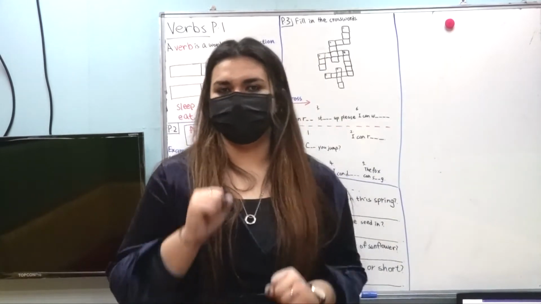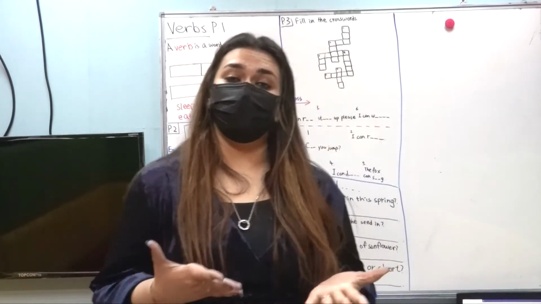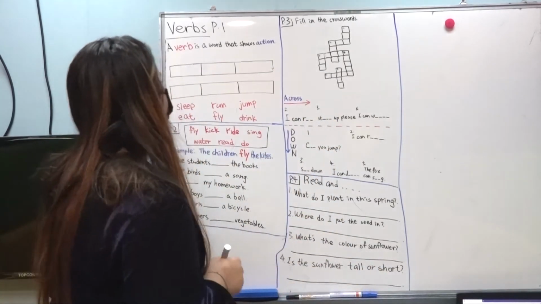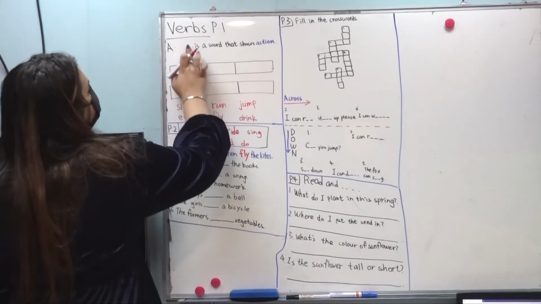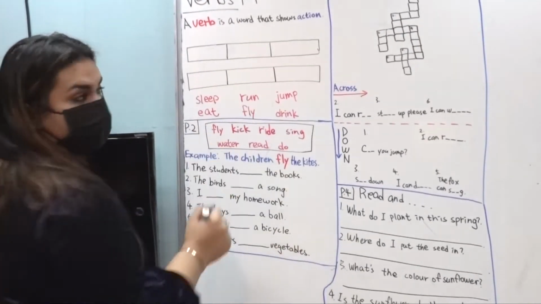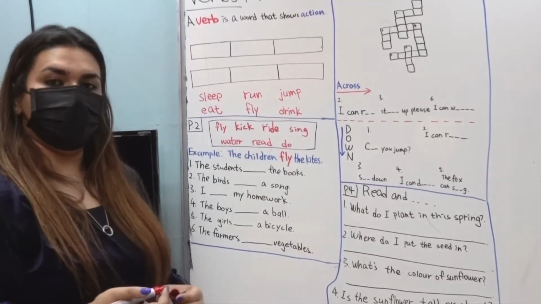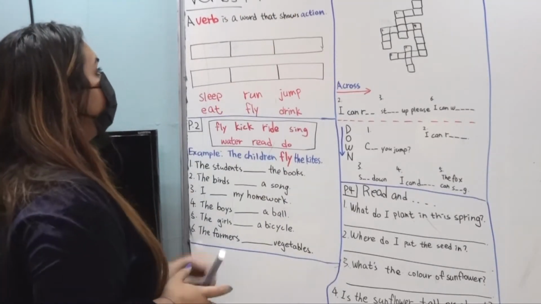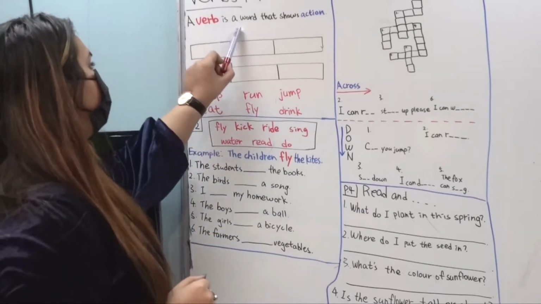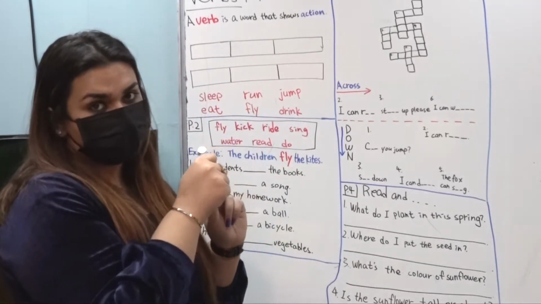How about this one? I'm running, right? Run is an action. How about here? What am I doing now? I am writing, right? So, write is also an action, okay? This is called verb. A verb is a word that shows actions, alright?